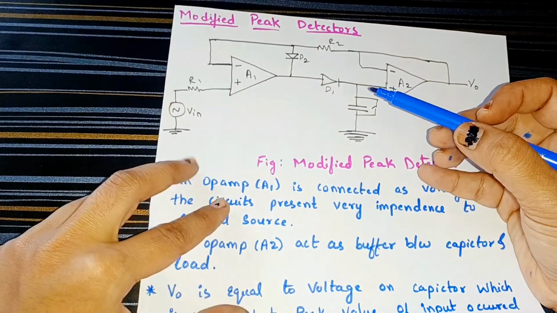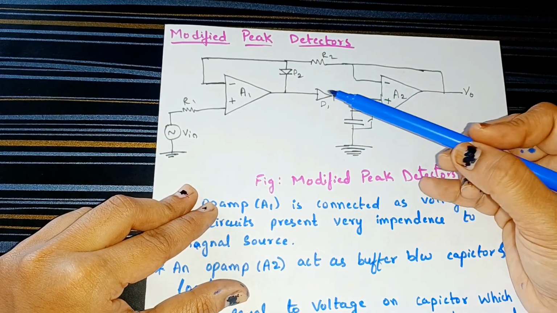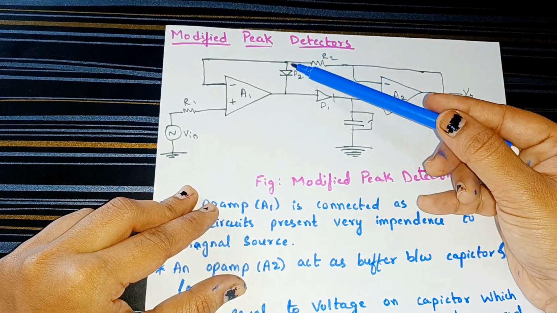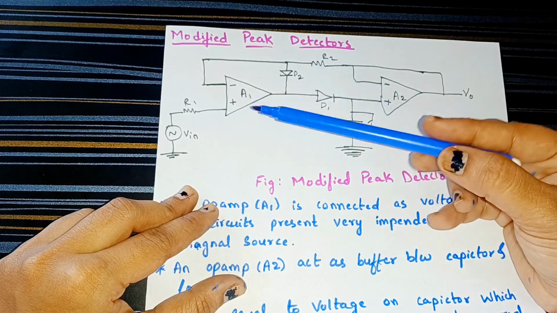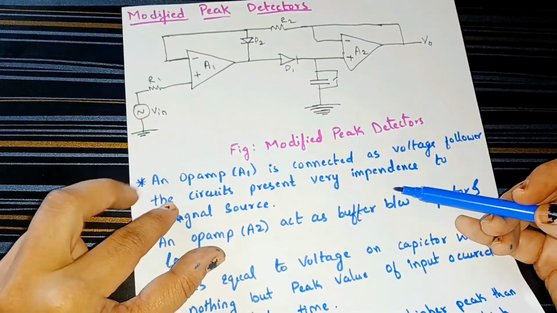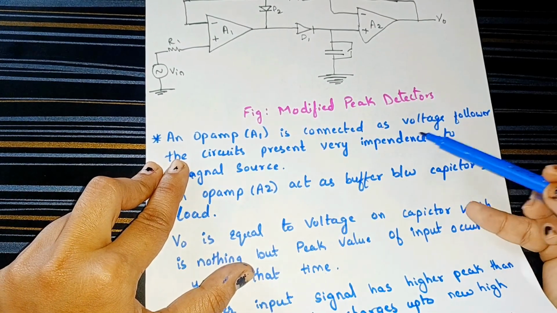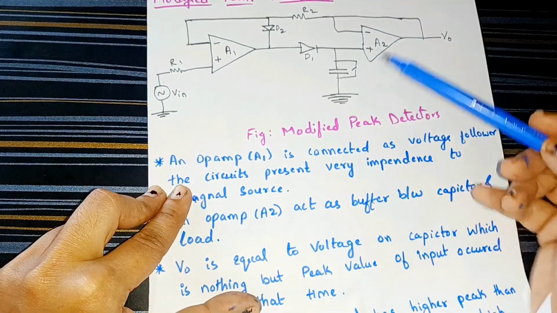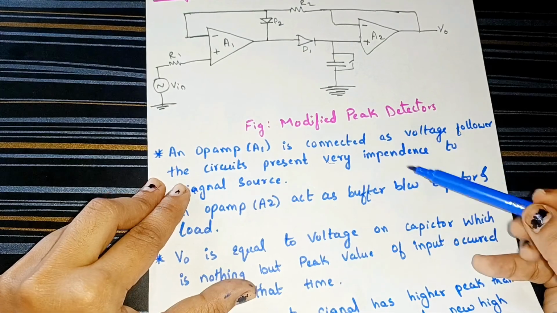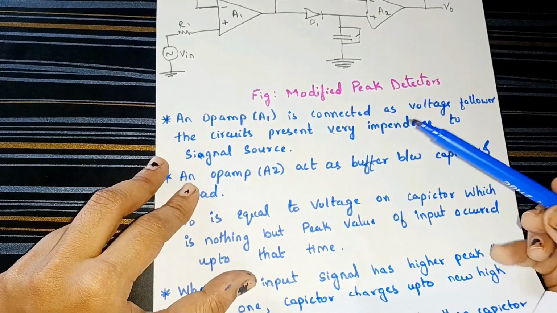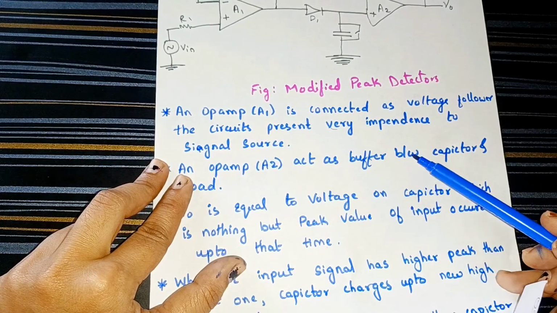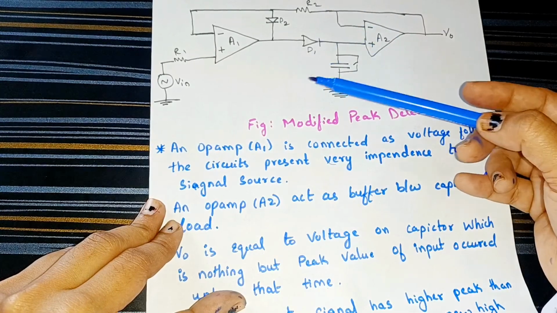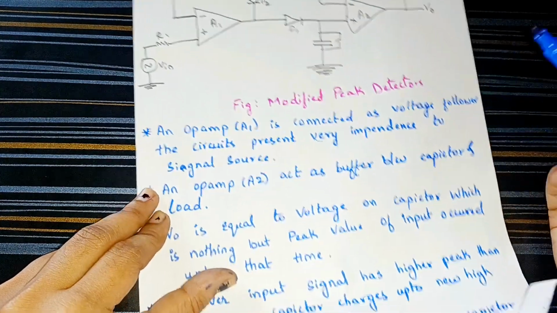Next we have the modified peak detector. What is the difference? We have two amplifiers, that is two op-amps, two diodes, and a total of two resistors. What does op-amp A1 do? It is connected as a voltage follower, directly connected to the input signal source, presenting high impedance to it. And A2 acts as a buffer between the capacitor and the load.